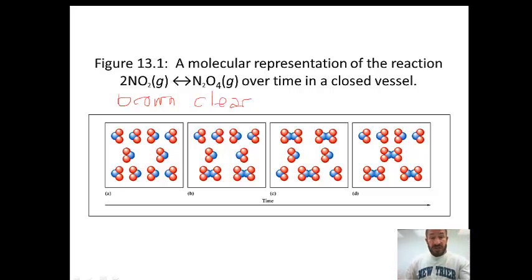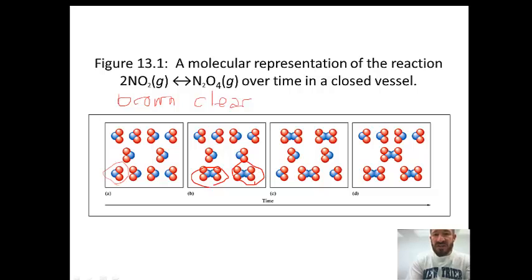Now you can see at the very beginning, if you look at each of these particles, the red represents oxygen, the blue represents nitrogen, so all those are NO2 molecules. Here we have a little bit more of a mixture. There are some N2O4 molecules. You see a couple of those there.